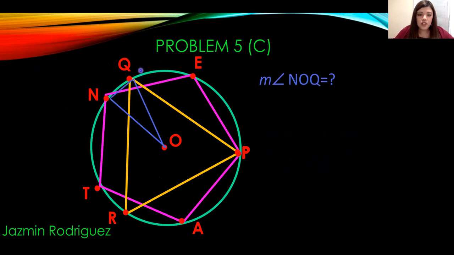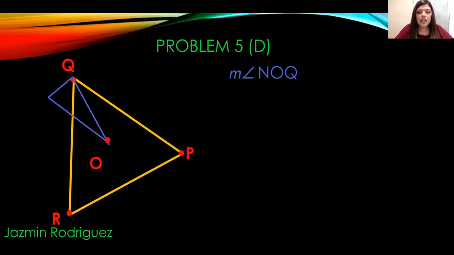NOQ. So we want to know the measure of this angle right here. We'll get ready because this one's going to be a little bit long. So first of all, let's take this apart to make it a little easier. And we'll take out our triangle. Okay, so we have angle POQ right here. And this right here we know is the central angle, the center vertex point. And we formed the angle POQ.